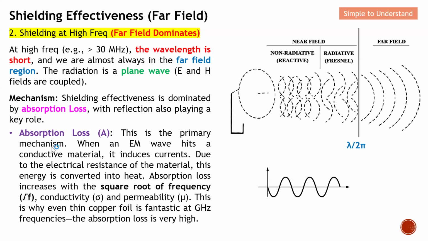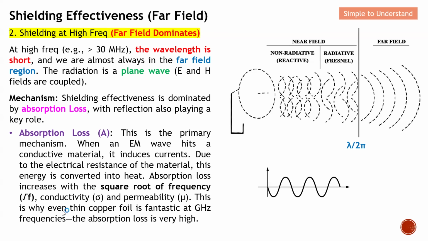Let's come to the absorption loss first. This is the primary mechanism. When an EM wave hits a conductive material, it induces current, which I have explained earlier on. Due to the electrical resistance of the material, this energy is converted into heat. Absorption loss increases with the square root of frequency, conductivity, and permeability.